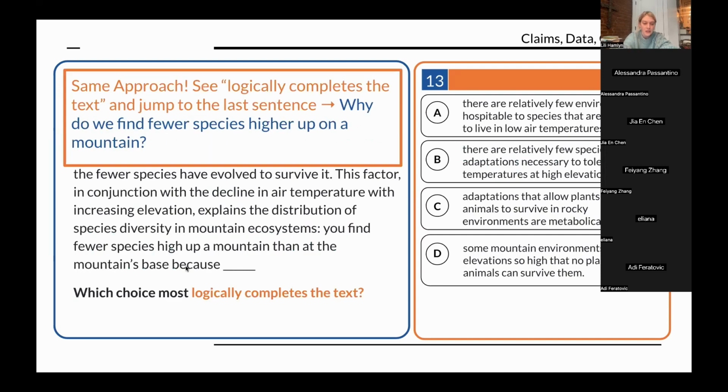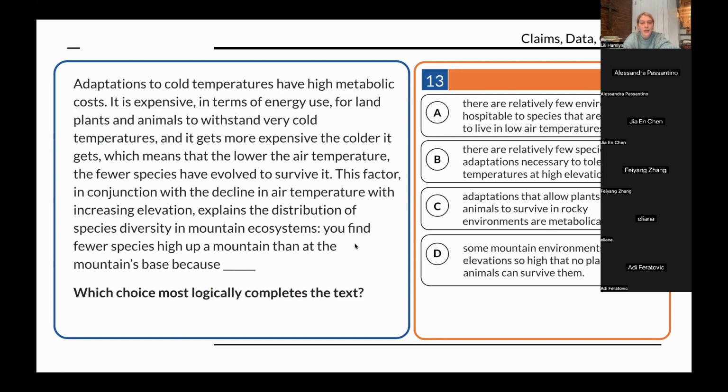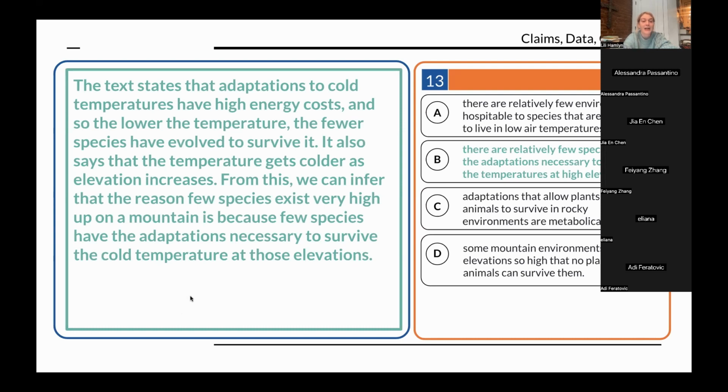All right, perfect. So if we look at another one here, same approach, which choice logically completes the text, and jump to the last sentence. Why do we find fewer species higher up on a mountain? We'll run through this quite quickly, because the text states that adaptations to cold temperatures have high energy costs, and so the lower the temperature, the fewer species have evolved to survive it. It also says that the temperature gets colder as elevation increases. So from this, we can infer that few species exist very high up on a mountain because few species have the adaptations necessary to survive the cold temperatures at those elevations.